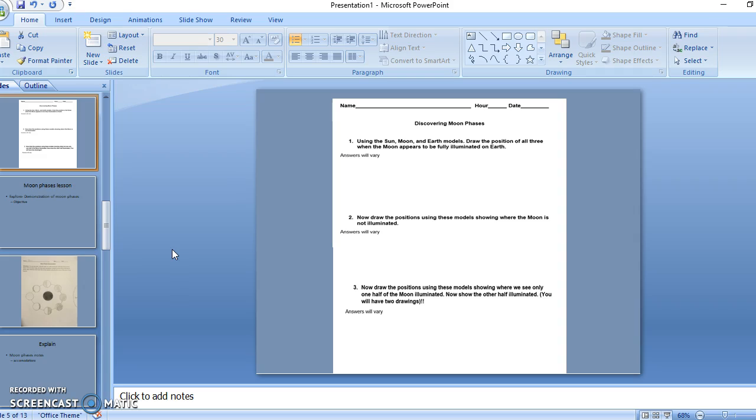They had to use these models, position them the way they think it is, and then draw that. They had to do that for 2, where the moon is not fully illuminated, and then 3, where you only see half of the moon, and then the other half. I just had them do this. We didn't talk about it. I had them turn it in, just to get them thinking about using these models to show their thinking.